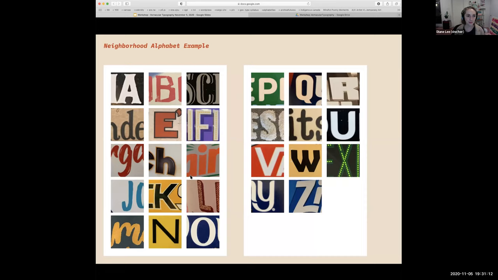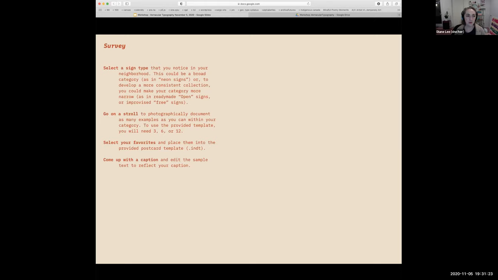So I'll go through the other prompts before saying a little bit more about the templates. The next prompt is to select a sign type that you notice in your neighborhood. This could be a broad category if you want to give yourself an easier time making your collection, like neon signs. Or you could narrow your category a little more to develop a more consistent collection. A narrower category example could be ready-made open signs or improvised free signs, as we've talked about already.